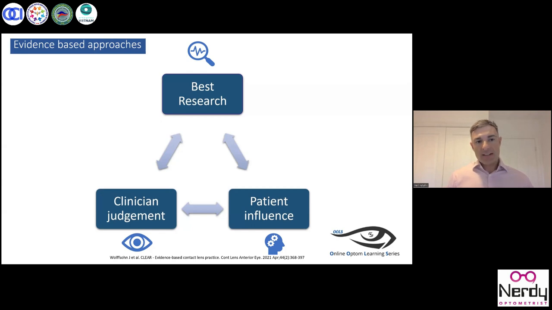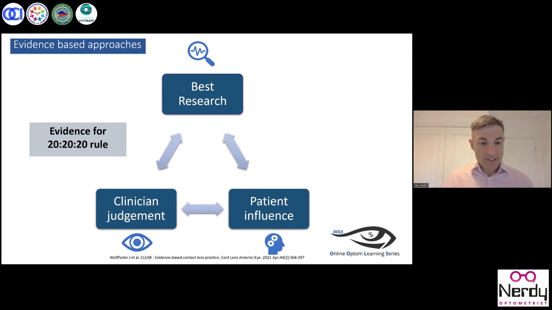But what's really interesting is some of our approaches are not necessarily always based on the strongest evidence. So if I just bring two things up, for example, a lot of us may talk about the 20-20-20 rule. For example, when you're on a computer, you may ask people every 20 minutes to look away for 20 seconds at 20 meters, just as an intervention to break up that screen time. But actually, for a long time, there wasn't really any evidence to say that that actually worked, or that it should be 20-20-20 and not different numbers.